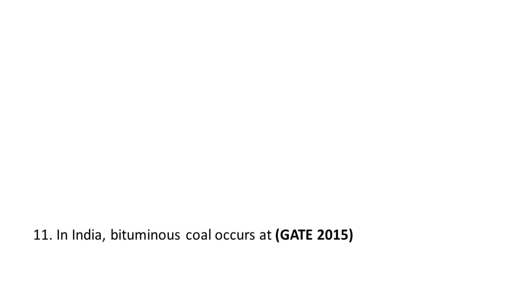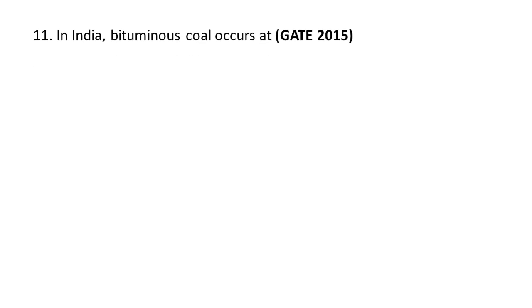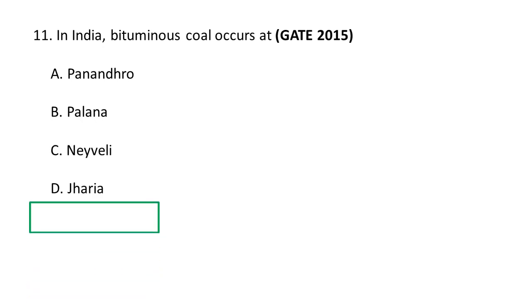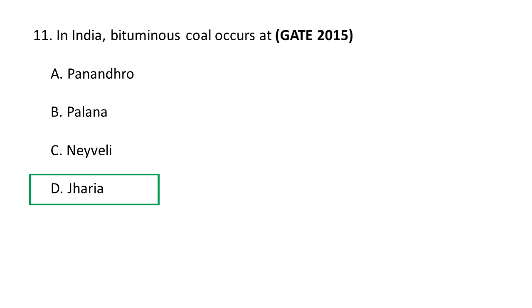Next question. In India, bituminous coal occurs at, the choices given are A. Parandaro, B. Palana, C. Neyveli, and D. Jharia. In India, bituminous coal occurs at Jharia. Bituminous coal occurs in the Jharia coalfield in the Damodar River Valley in the northern part of Jharkhand, India. The Jharia coalfield is one of the oldest and the richest coalfields in India, and it produces bituminous coal that is suitable for coke. So D, Jharia, is the correct option.